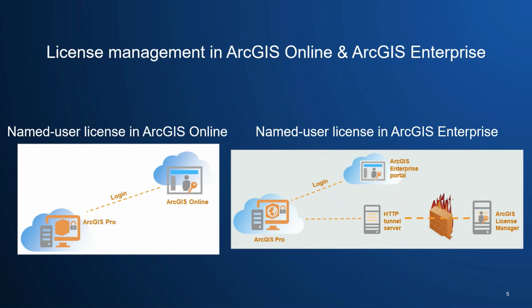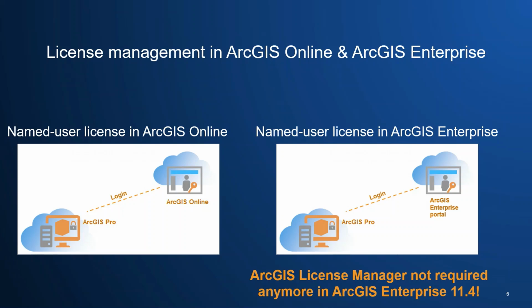If someone tries to use ArcGIS Pro, it will be validated in ArcGIS Online or in the ArcGIS Enterprise portal whether or not access is allowed. In the case of ArcGIS Enterprise, this used to be quite complex because it required the use of ArcGIS License Manager. Fortunately, since the release of ArcGIS Enterprise 11.4, License Manager is not needed anymore, making the authorization process just as easy as in ArcGIS Online.